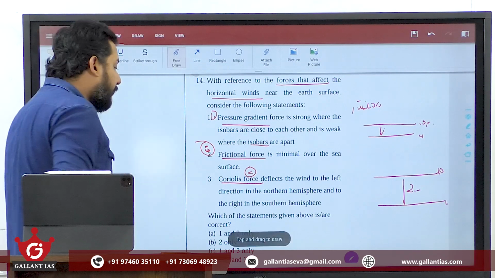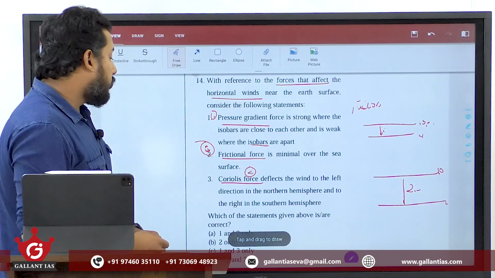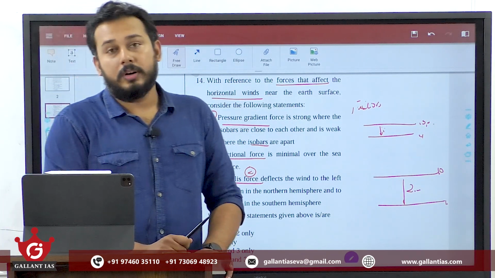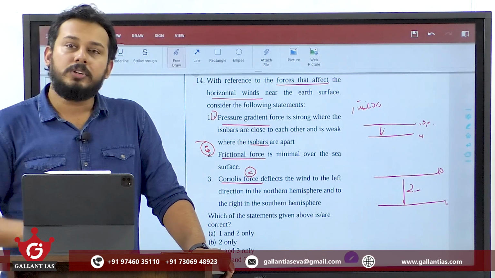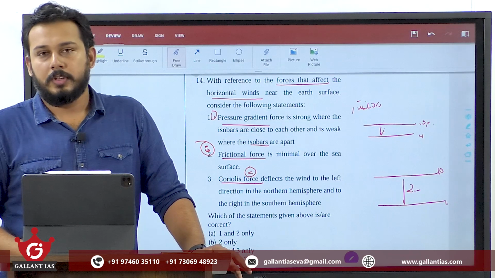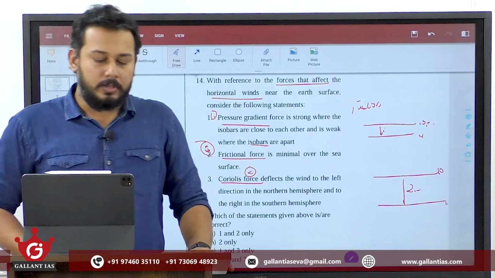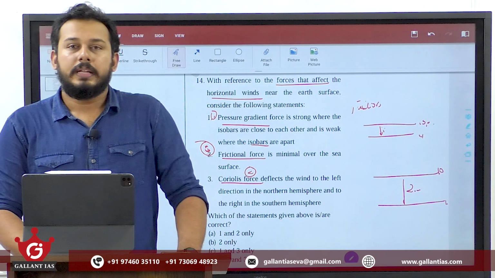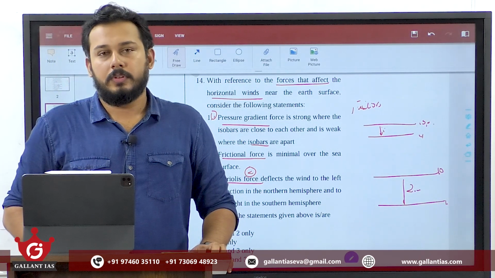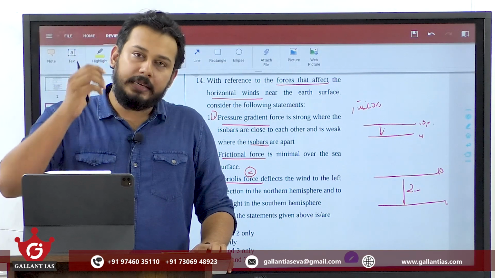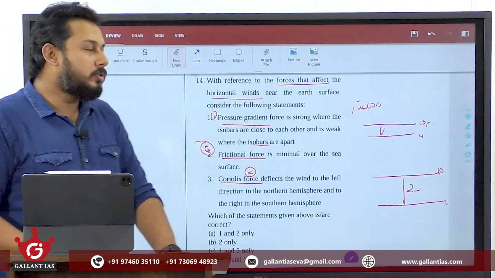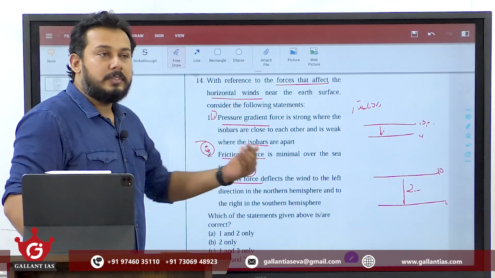Look at the third statement. Coriolis force deflects the wind to the left direction in northern hemisphere and to the right in the southern hemisphere. So what is Coriolis force? It's a deflective force that acts on a floating body. And the reason for such a deflection is the rotation of Earth. So you need to study 4 important points regarding Coriolis force. Coriolis force, it is maximum at the poles, minimum at the equator. Or we can say that Coriolis force increases with increase in sine of latitude. Thirdly, it deflects to the right in northern hemisphere, to the left in southern hemisphere.